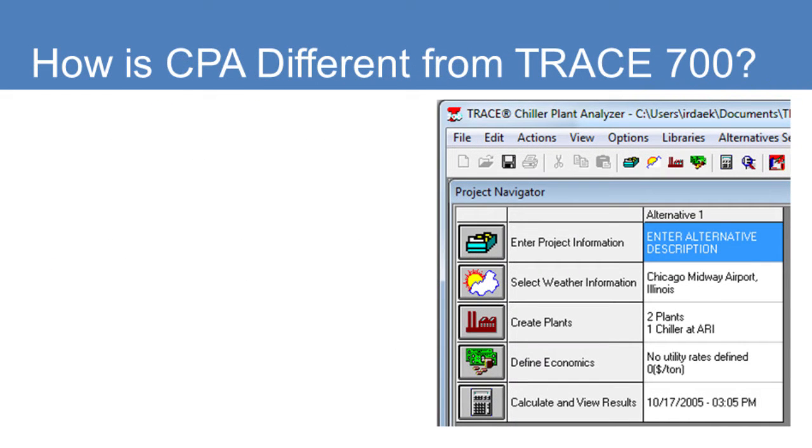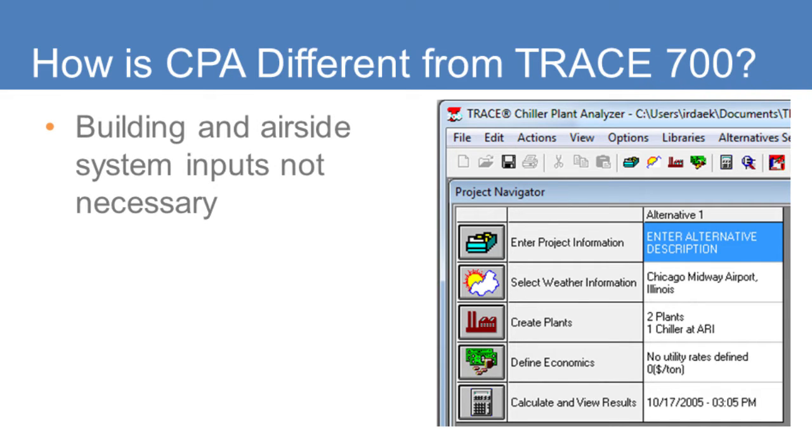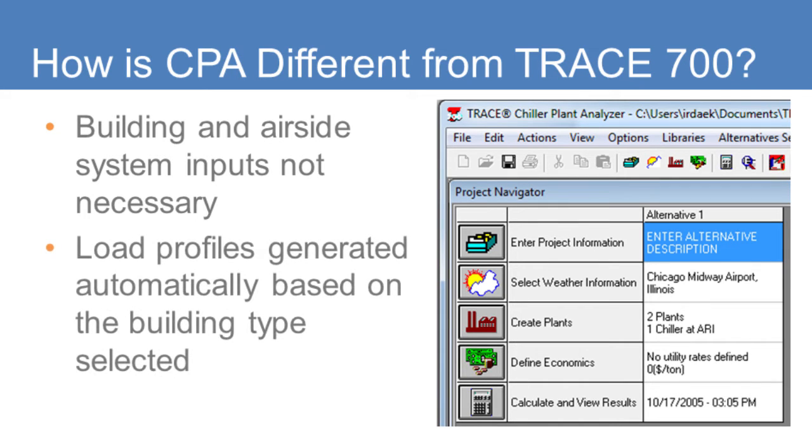If you have used Trace before, but not Chiller Plant Analyzer, you might be wondering how Chiller Plant Analyzer is different from Trace. Chiller Plant Analyzer looks and feels similar to Trace 700, but it does not have the inputs associated with the building information or the airside system. The Chiller Plant Analyzer wizard creates the building construction, system inputs, and airside system control options automatically when you choose a building type and load capacity in the wizard. The building load is created automatically so you do not need to spend time with the room or airside system inputs.